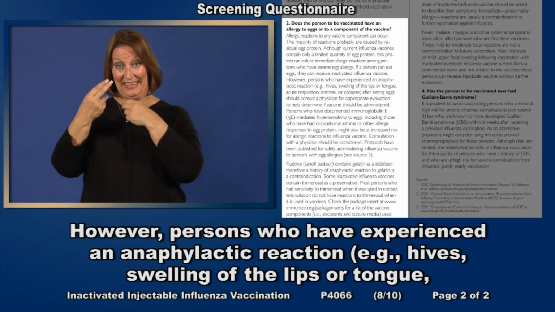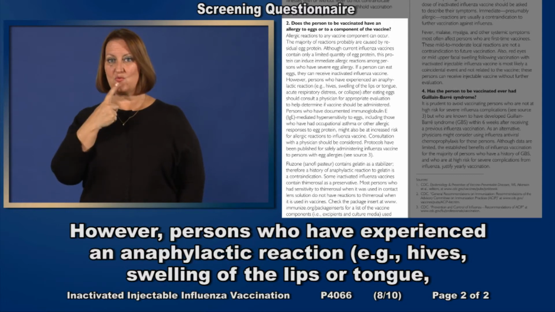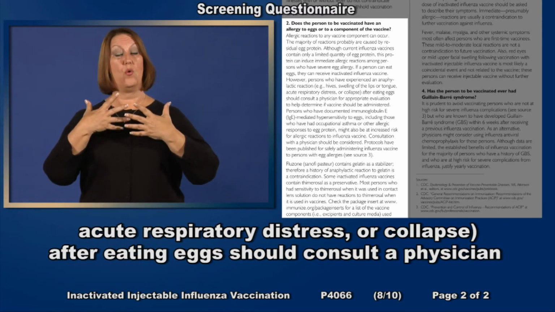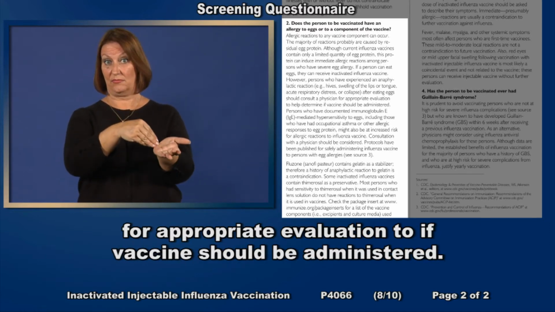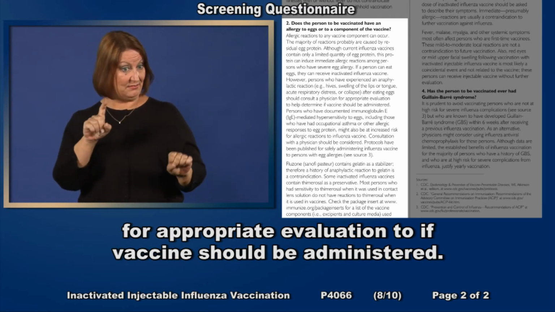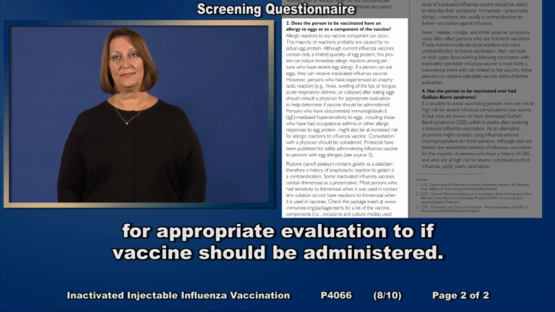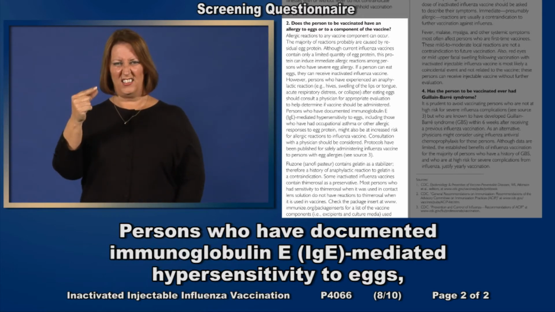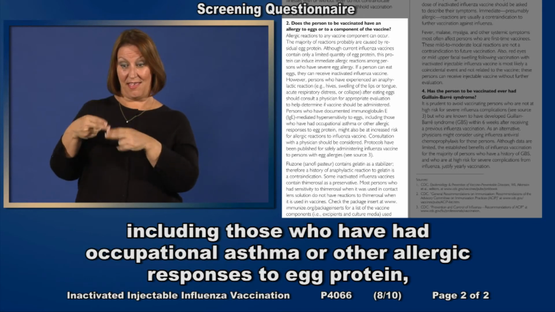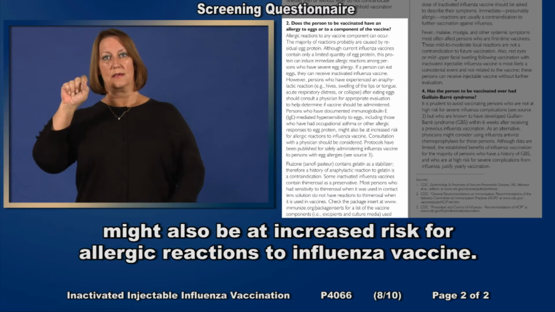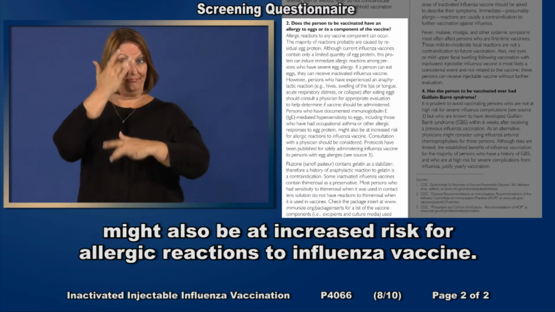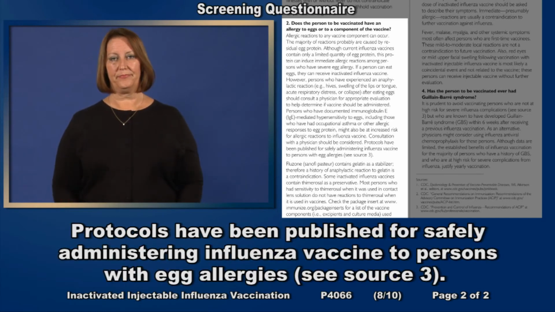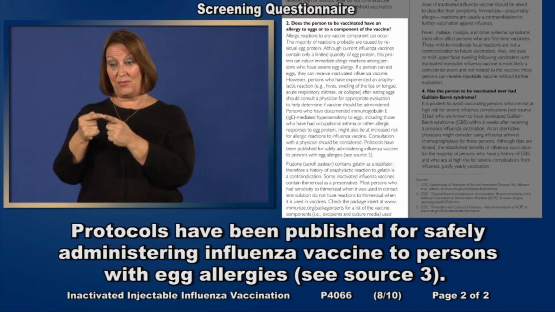However, persons who have experienced an anaphylactic reaction, such as hives, swelling of the lips or tongue, acute respiratory distress, or collapse, after eating eggs, should consult a physician for appropriate evaluation to help determine if vaccine should be administered. Persons who have documented immunoglobulin E mediated hypersensitivity to eggs, including those who have had occupational asthma or other allergic responses to egg protein, might also be at increased risk for allergic reactions to influenza vaccine. Consultation with the physician should be considered. Protocols have been published for safely administering influenza vaccine to persons with egg allergies.